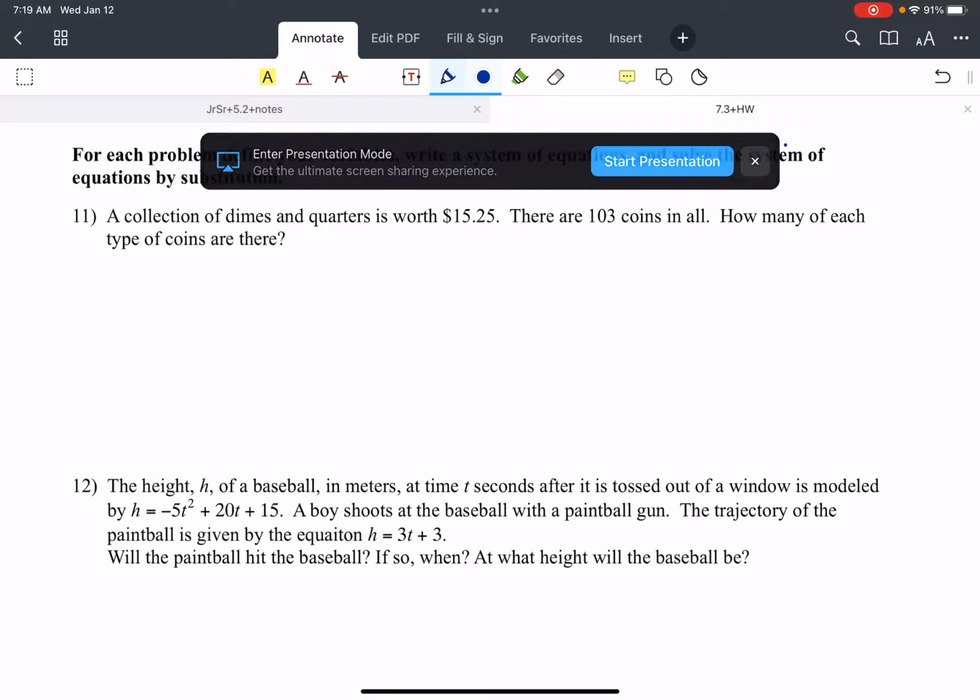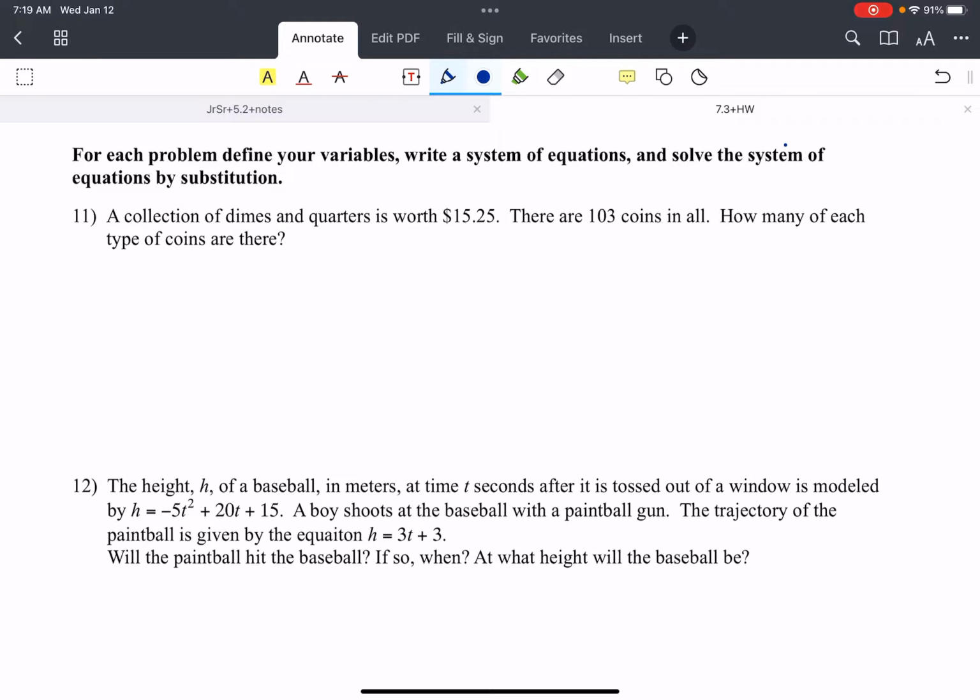Hey guys, since I am not here and I've gotten a couple emails about the story problems on 7.3, I'm going to work on the problems on the 7.3 homework, show you how to set them up and how to solve them, and hopefully this will answer some of your questions. Always feel free to reach out, especially because I'm at home and I want to make sure you understand what's going on.